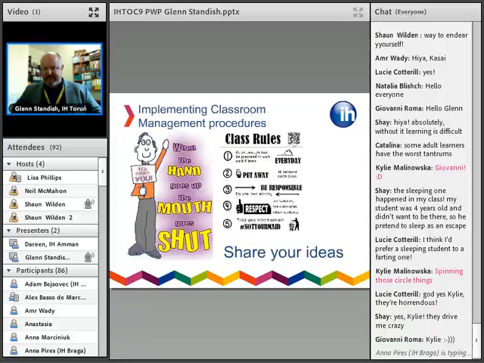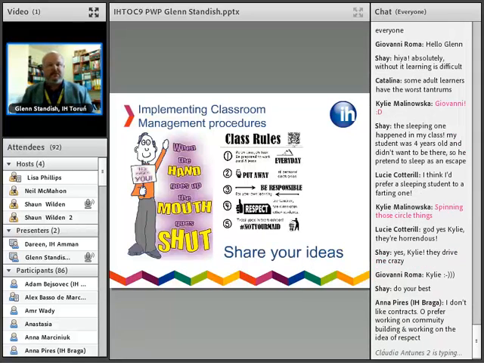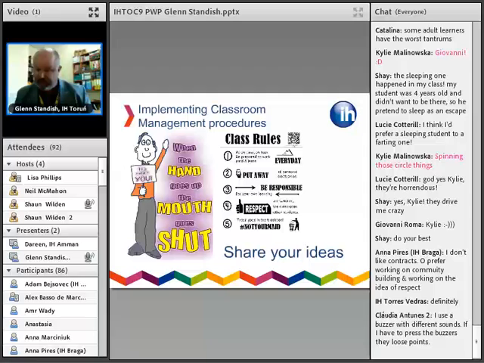I'm an inspector for International House, and when I've visited schools, I've really seen a lot of amazing ideas that teachers are using. Things like traffic light procedures, giving out stickers to students, motivational tools, which really help to manage the class. Okay, Anna, I don't like contracts. I prefer working on community building, working on the idea of respect. That's a nice idea. Very, very good.